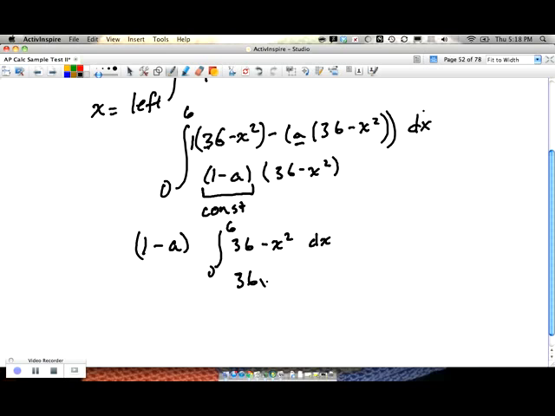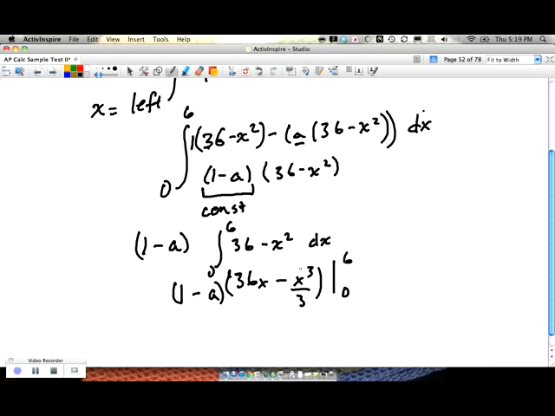The antiderivative of 36 is 36x. The antiderivative of x squared is x cubed over 3. And again, I'm multiplying that by 1 minus a. And I'm going to evaluate that from 0 to 6. I notice that when I plug in 0 into each of these, it has an x term, so I don't really need to have that. So it's going to be minus 0 on the bottom. But if I plug in the 6, that is going to matter.